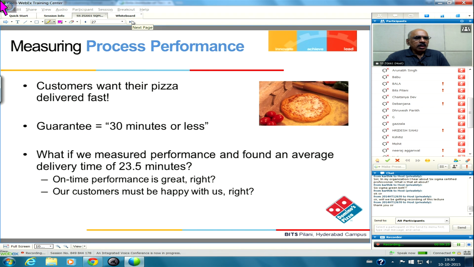Now let us try to get a feel of this number in real life. For example, let's say the process performance of a pizza delivery. Customers want their pizza delivered fast and the company guarantees 30 minutes or less.